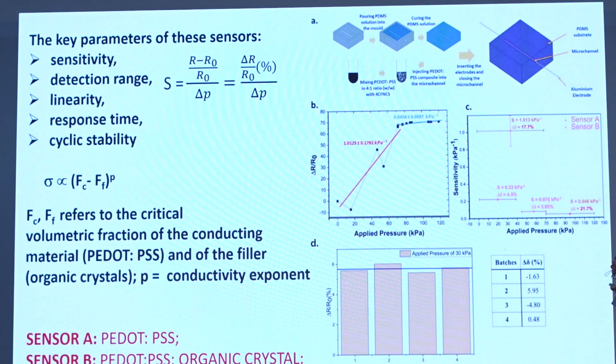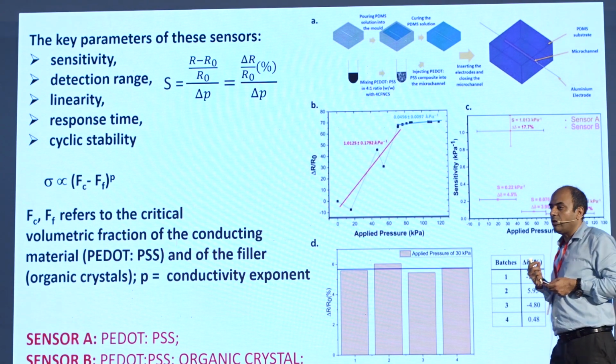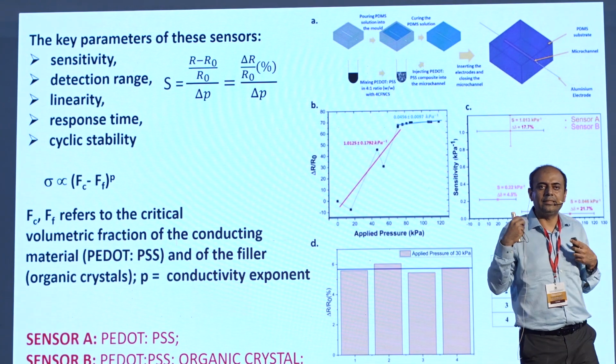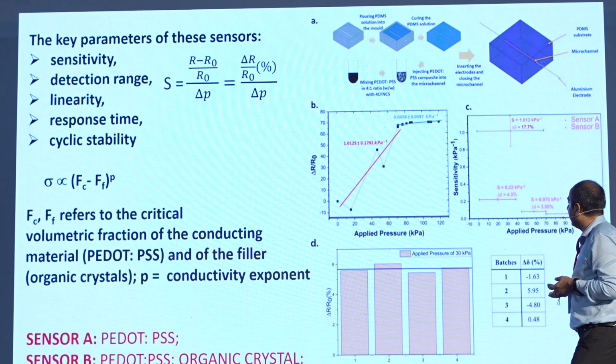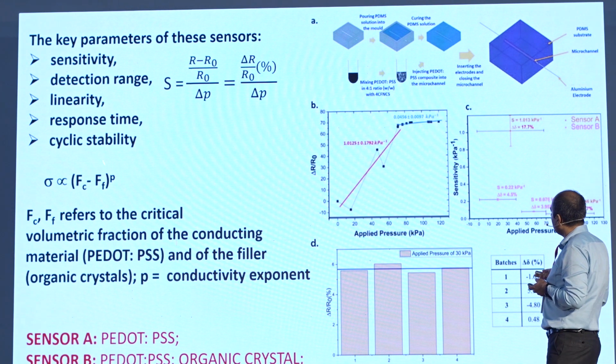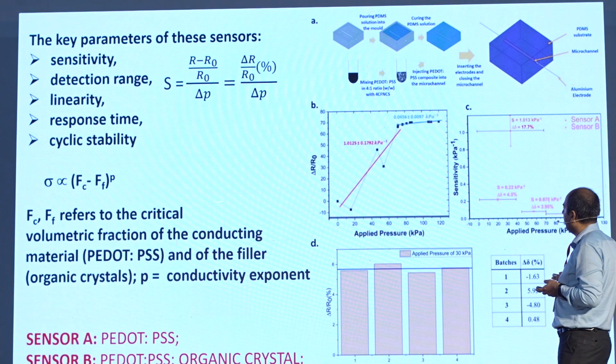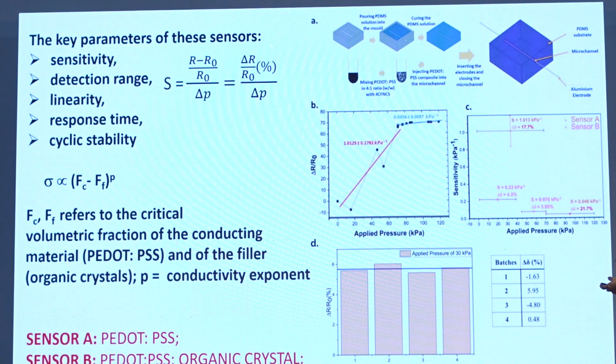And now we were interested to know a very important property called piezoresistive property. This is very important in wearable electronics and sensor devices which find biomedical applications. Some of the most important parameters are sensitivity, detection range, linearity, response time, and cyclic stability. Essentially this is the change in resistance with the change in pressure. So we devised two types of sensors. One is with PEDOT:PSS, and the other is with my organic crystal.